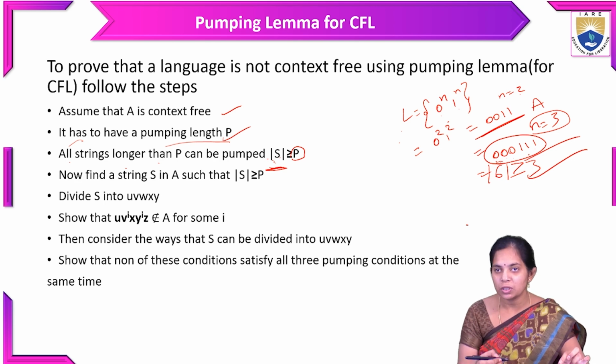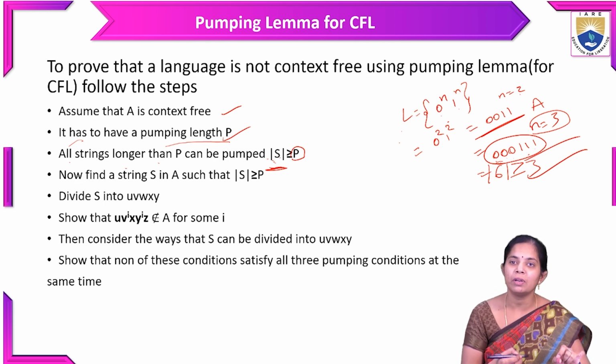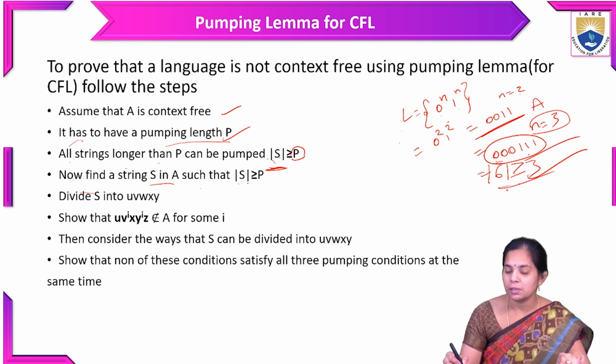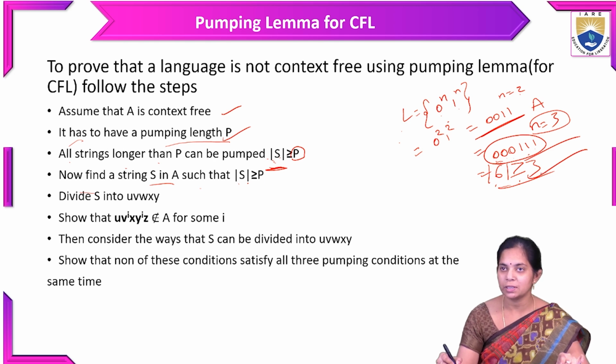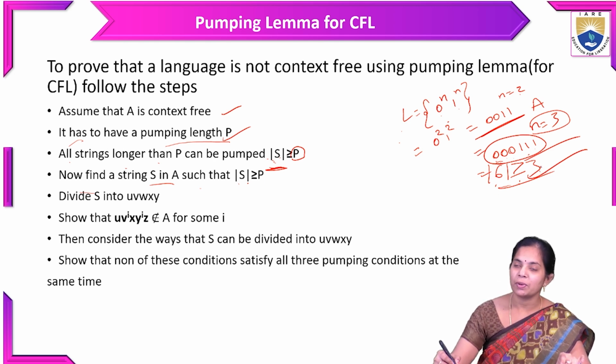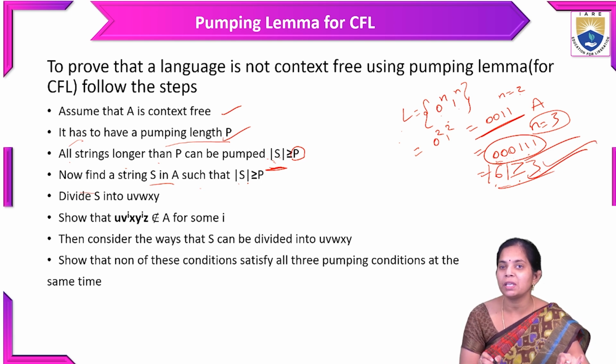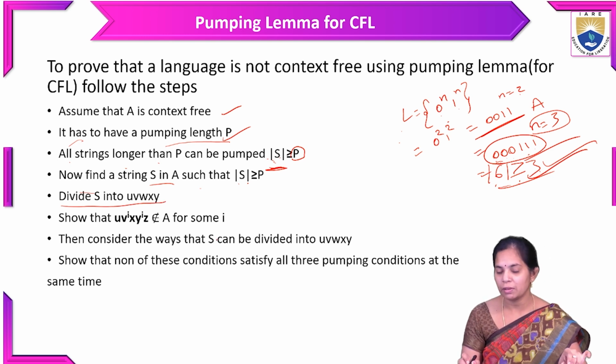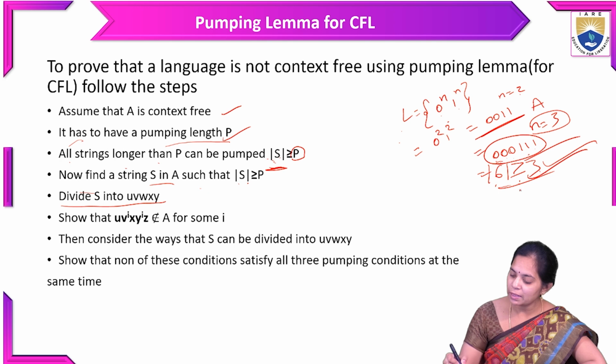Like that, we have to take a string from the given language with the pumping length P. Now find a string S in A such that modulus of S is greater than or equal to P. Just now we discussed the string length is 6, which is greater than or equal to the pumping length 3, so it is satisfied. Like that we have to take the string from the given language and divide S into 5 parts. So this is the string we have to divide.